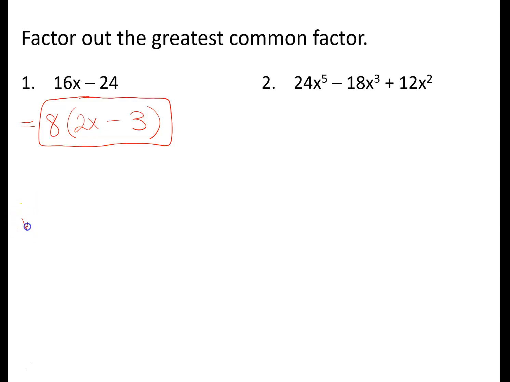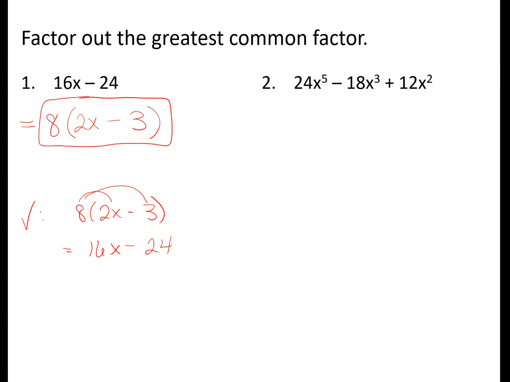And then to check it, you would actually multiply, and here that would just require distributing. So you do 8 times 2x equals 16x, and 8 times negative 3 is negative 24, which is what we started with. So now we know that we have factored correctly.